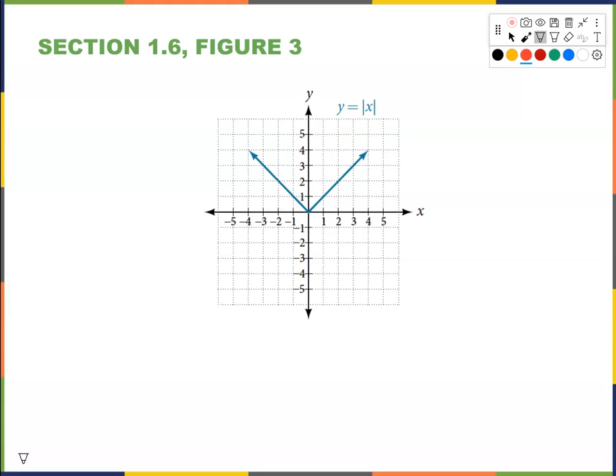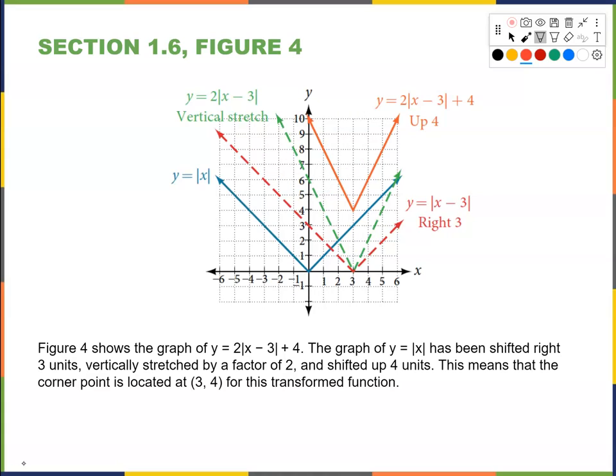Next is graphing an absolute value function. So this is a graph of an absolute value function, a V shape. Last section you learned about the transformation of functions, and let's recall that. Figure 4 shows the graph of y equals 2 times the absolute value of x minus 3, plus 4.